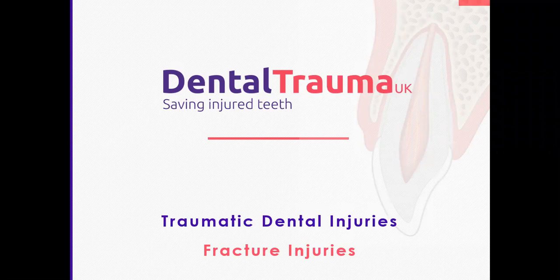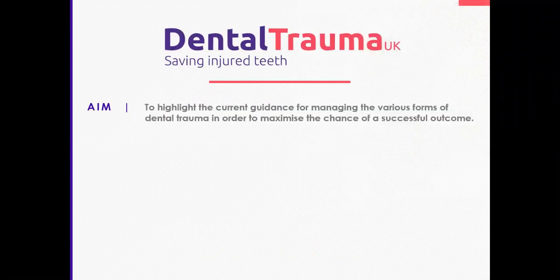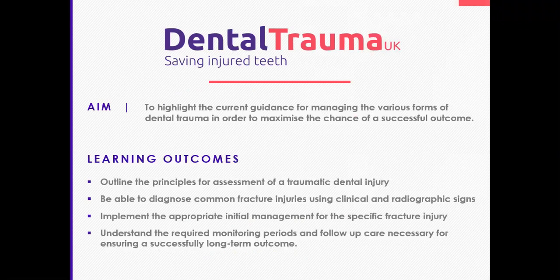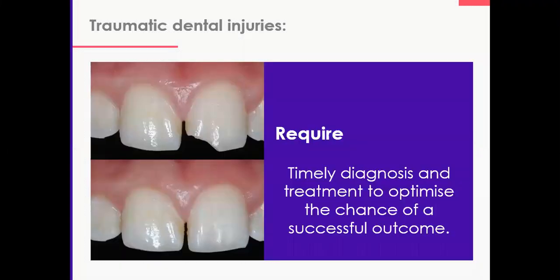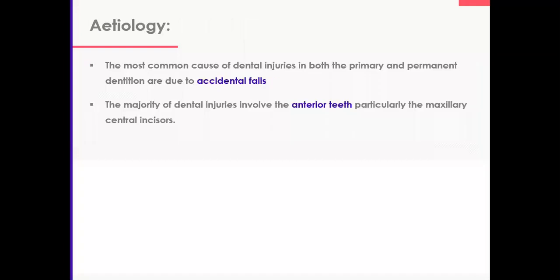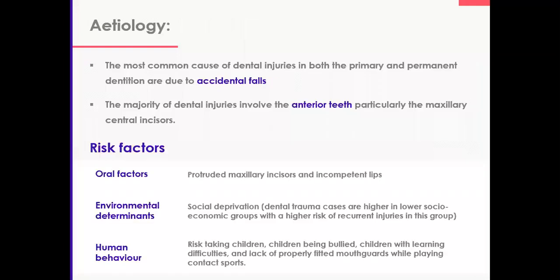As the name suggests, the pulp is involved now, so these injuries are also known as complicated crown fractures, as opposed to uncomplicated. The aims and learning outcomes were discussed on day 1, which you can find under the infractions clip. Please watch that. We also stressed the importance of time in the management of traumatic dental injuries and went through the etiology and the risk factors.